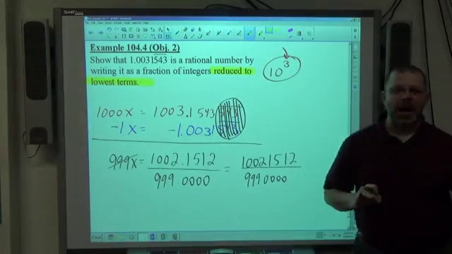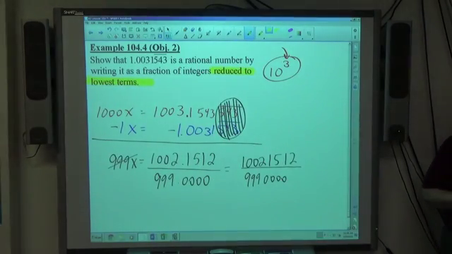Okay, let me just say this. The back of the book does not reduce to lowest terms. The back of the book is lazy. We don't want to be the back of the book. I want everything reduced to lowest terms. The answers on my answer key are reduced to lowest terms. So if you have this answer and mine is reduced to lowest terms, you're going to lose a point on homework. You can lose half credit on a test. Always reduce to lowest terms.